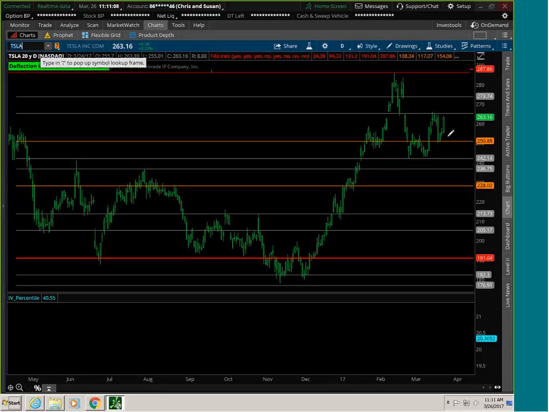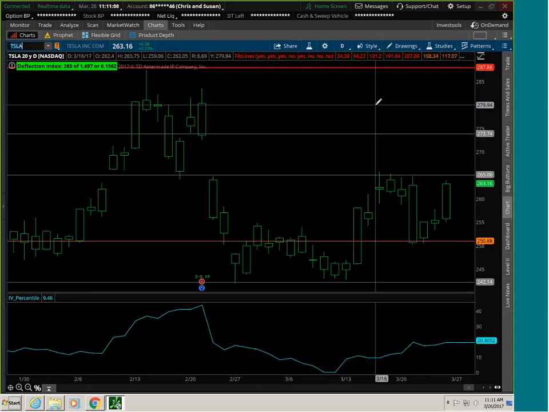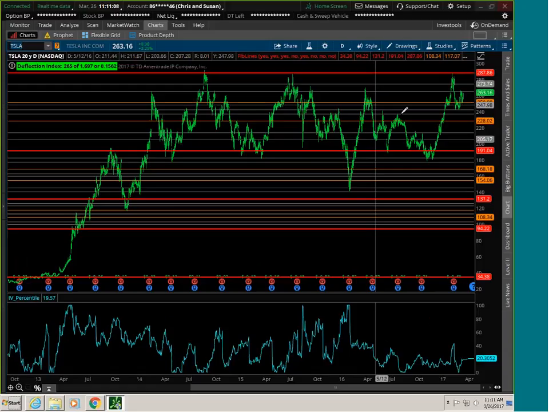Look at the way it came up and just tagged the 423 line almost to the T. I think it was within $1, and then turned right back around again. And Tesla's a great stock for option sellers, and I have a big wide iron condor in Tesla. I'm sticking with that, making some money on that now.